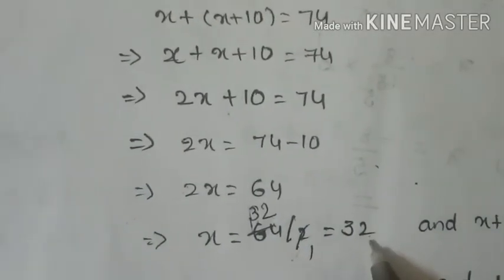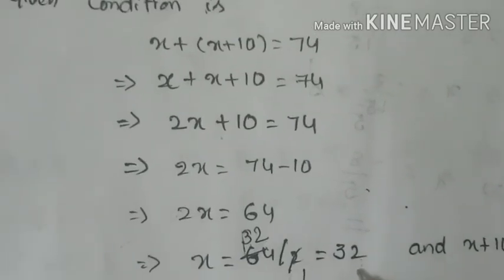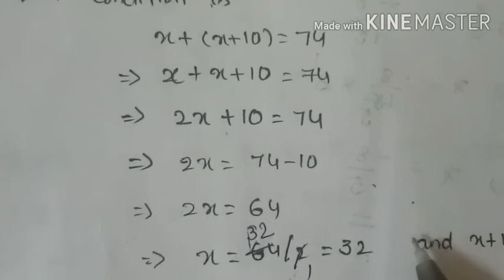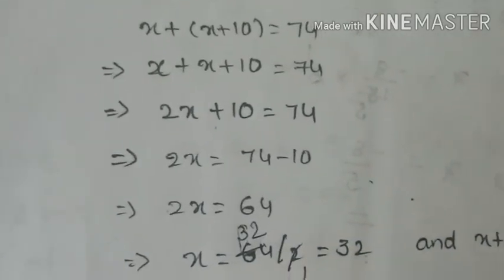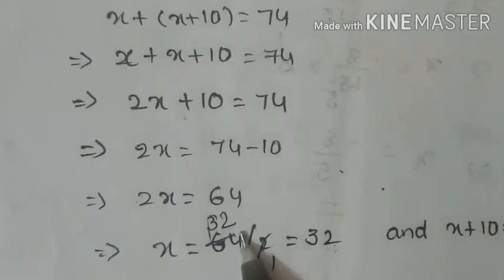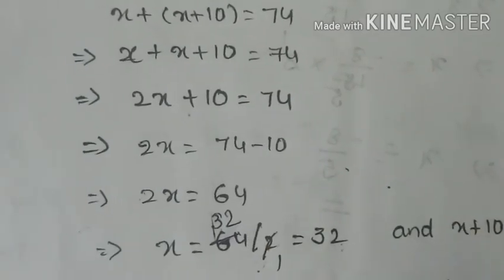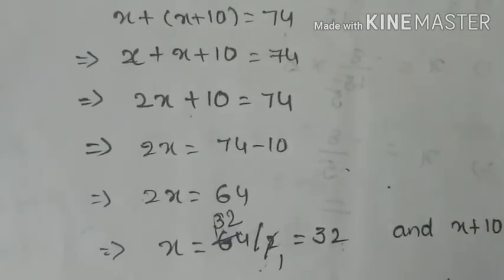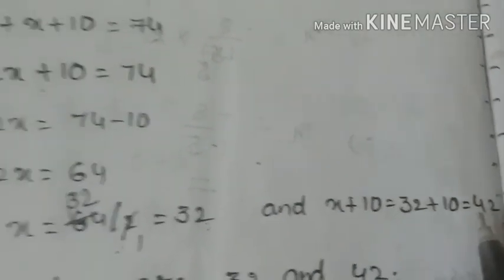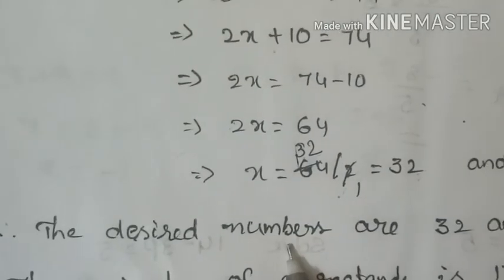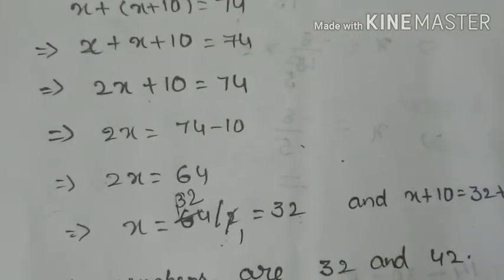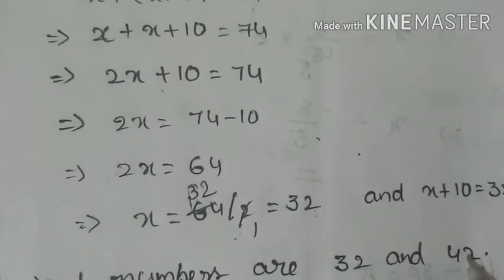What is x? The smaller number. We got only one number. What is the other number? That is x plus 10. So x plus 10 we also have to find here. That means 32 plus 10 is equal to 42. Therefore, the desired numbers are 32, which is x, and the second one is 42. Clear?